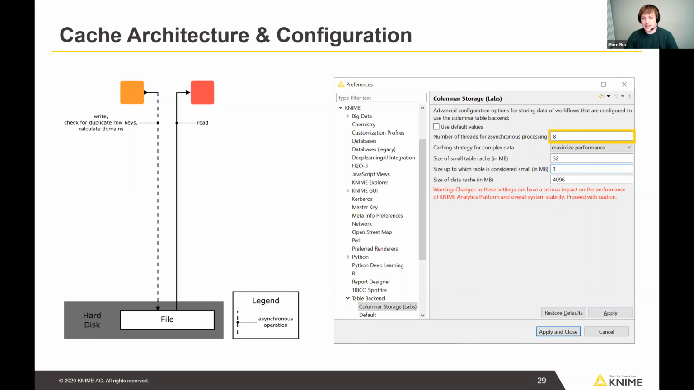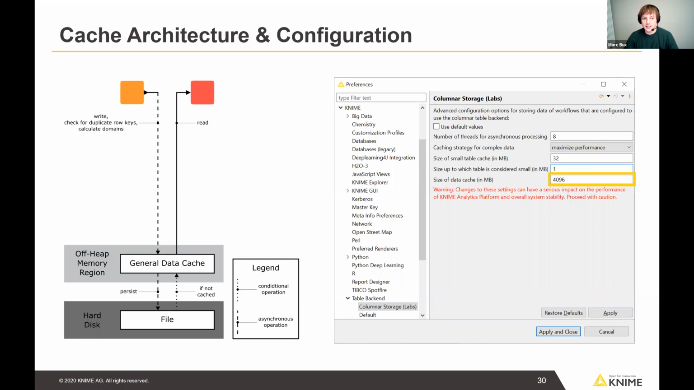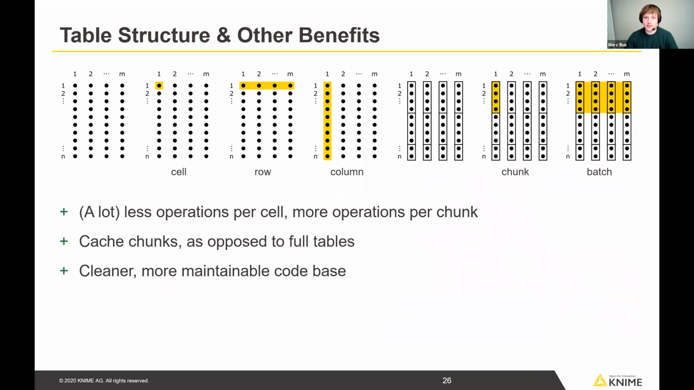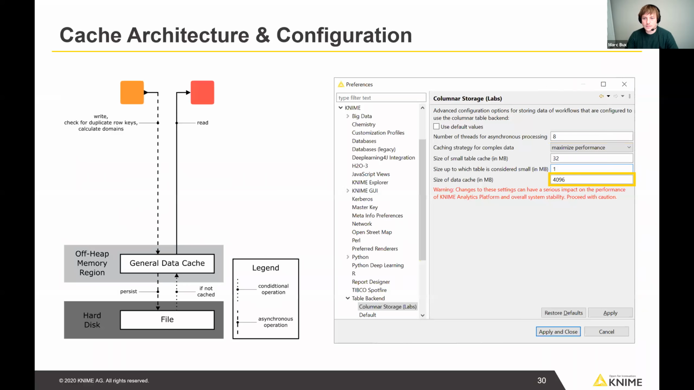The first cache layer that this new cache consists of is just a general data cache, which will hold chunks of data. Let me go back a little bit. Chunks are these small parts of a column. And this general data cache just holds arbitrary chunks of arbitrary tables. You can configure its size with this box on the bottom right. And there is some smart guessing of what a reasonable default size might be.